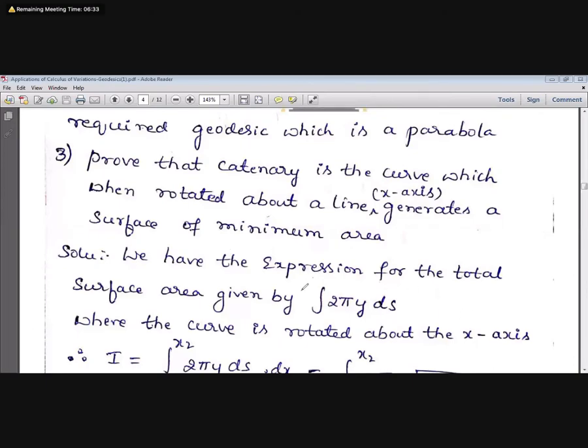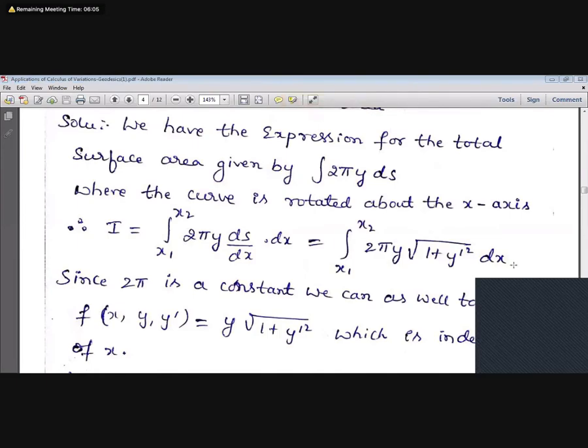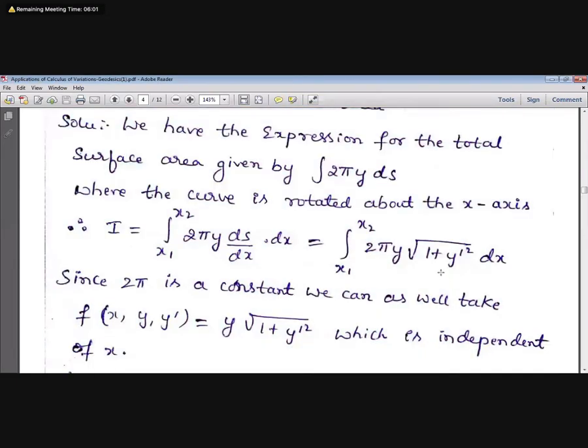Surface area. The formula for surface area is 2π y. I told you full circle means 2π. Integration of each part in y, so that's why integration: the sum of each part of y. Integration 2π y ds. The curve is rotated about the x-axis. That's why x1 to x2, integration from x1 to x2 of 2π y ds/dx into dx.